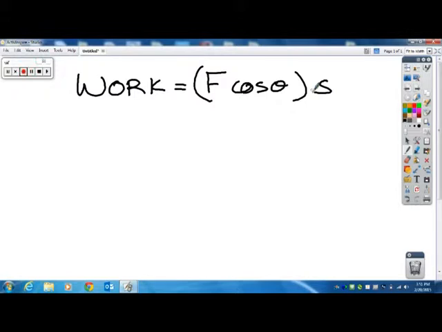So I'm going to show you a simpler way. The way I teach the idea of work is I simply say in my equation, find the force that's parallel to the displacement and use that force. So my equation looks a little different than this, and I'll show you both equations and how they're used.